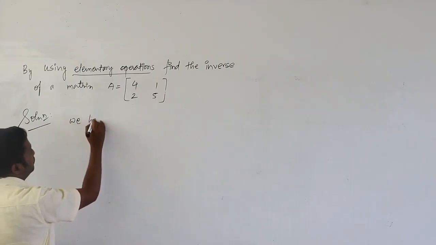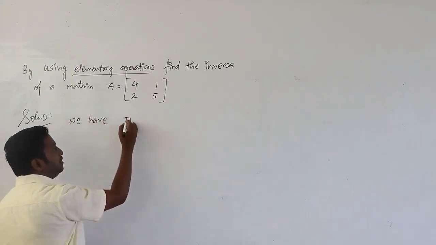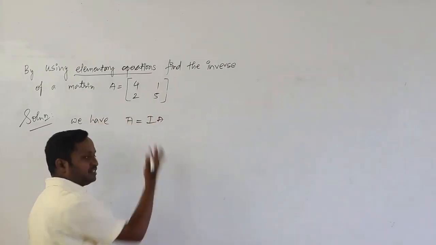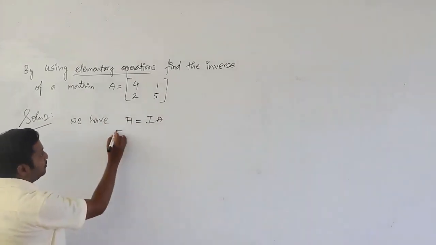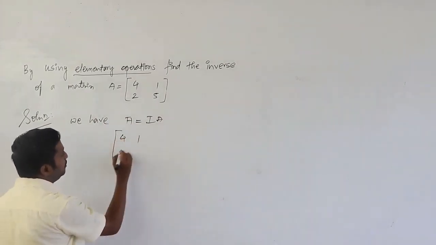We have A is equal to I, first step. Okay, A matrix is 1, 4, 1, 2, 5.